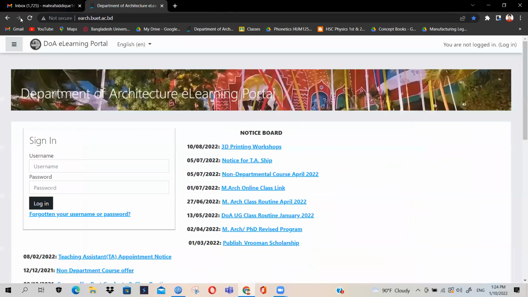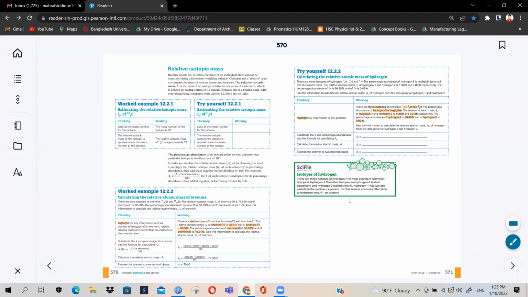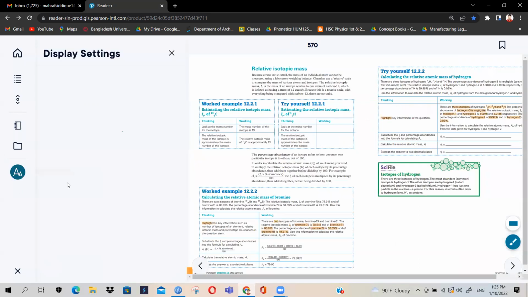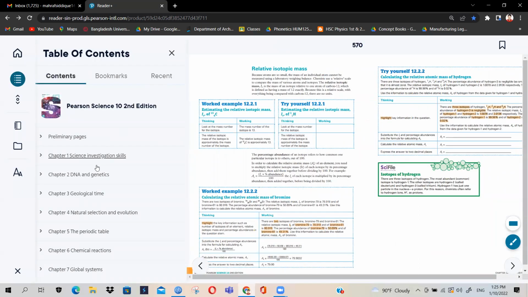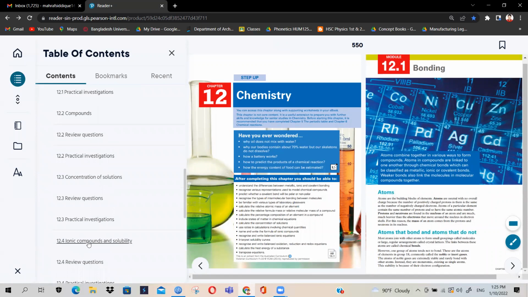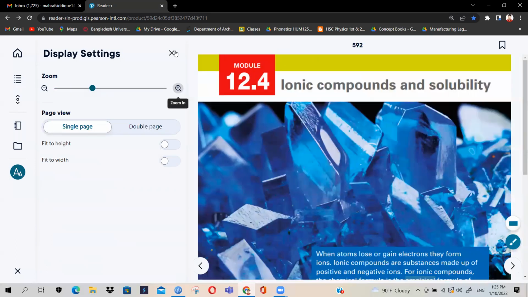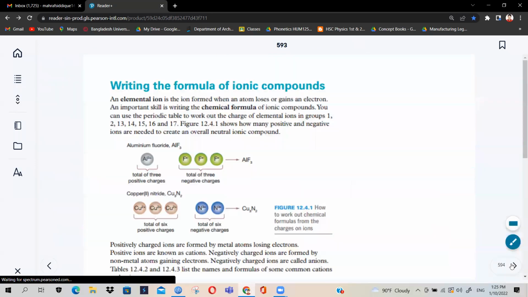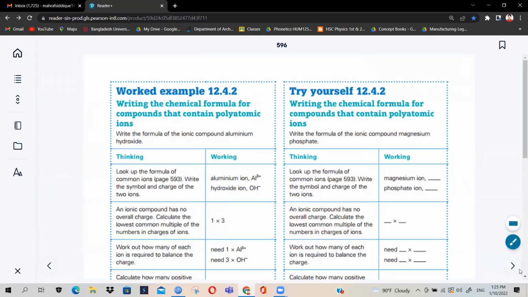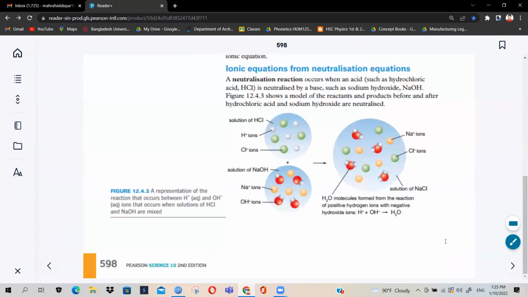Okay, what happened there? That is not what I want. Do I have to find the page again? Okay, just a second. It was 12.4. All right.